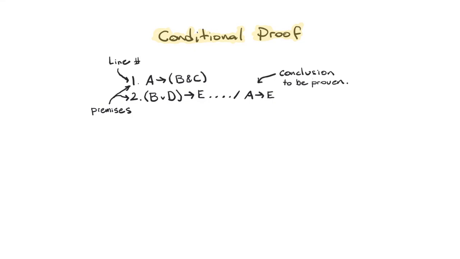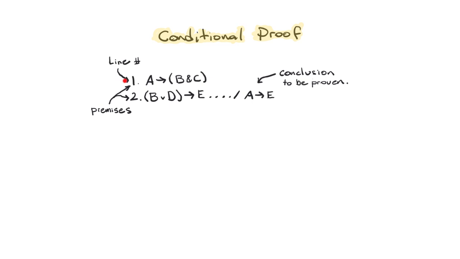In this video, I'll demonstrate how to do a conditional proof. This is going to look different than our direct proofs, and that's because our conclusion, that is the statement that we need to prove, is going to be a conditional claim. So the conditional proof is for a proof for a conclusion of an argument that consists of a conditional claim. So let's take a look at what we've got here.